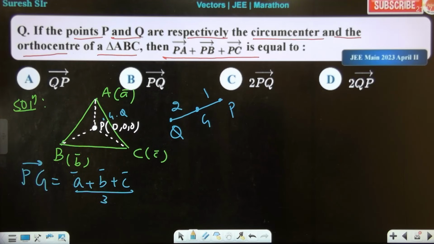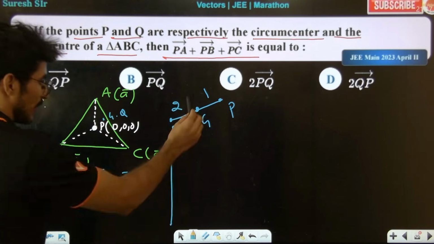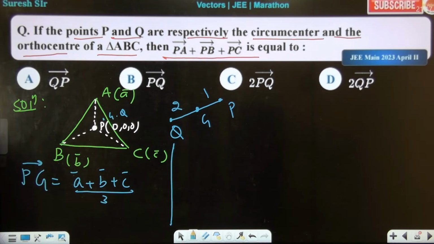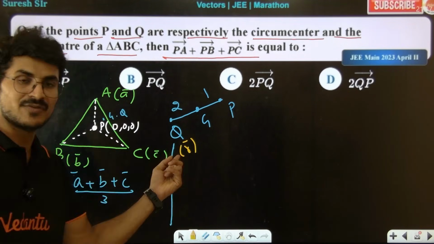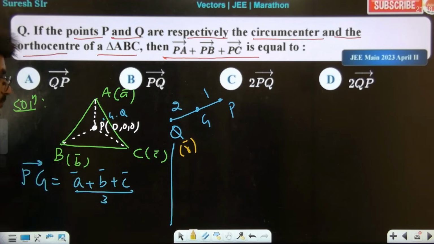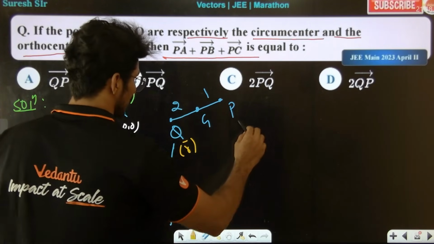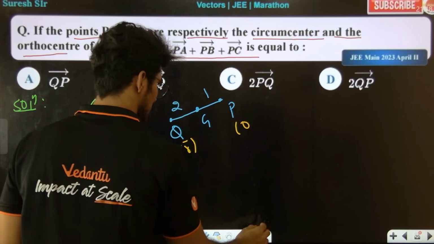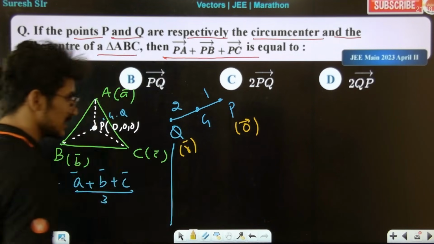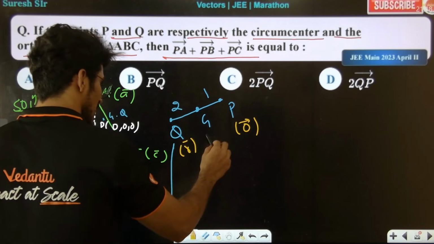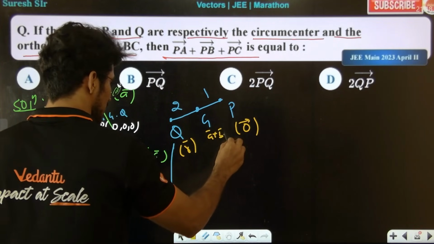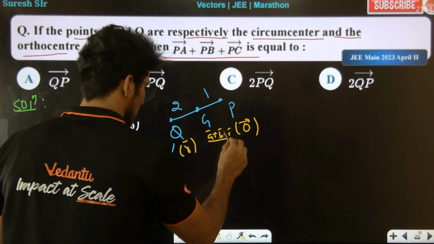Now, what can I do here? This is PG. Now, if I apply the sectional formula, what am I going to get? I do not know the position vector of Q, so let me take it as R. Now, what is P here? P is the zero vector, the null vector, the origin. I know G: G is (A plus B plus C) by 3. Yes or no?